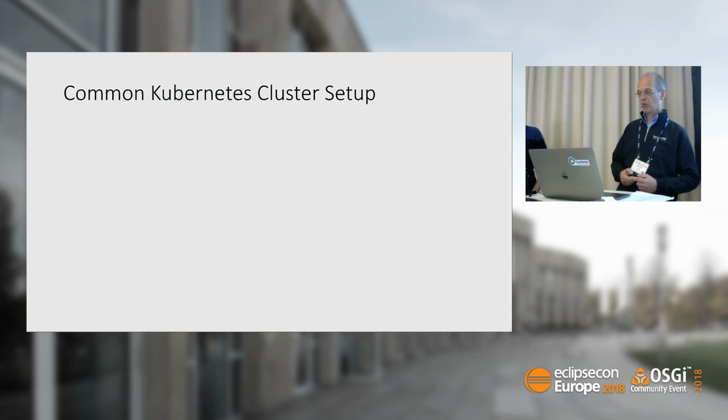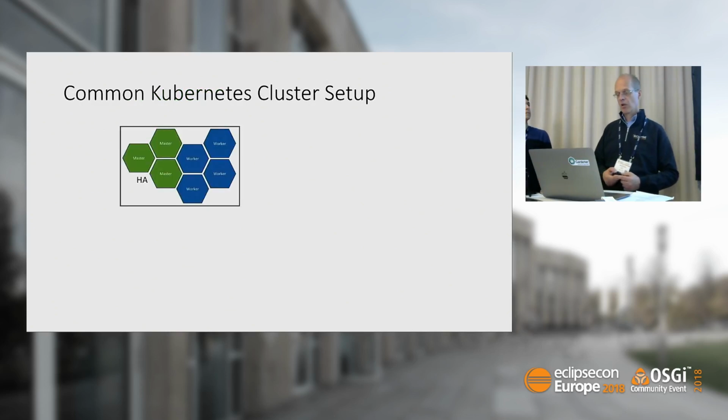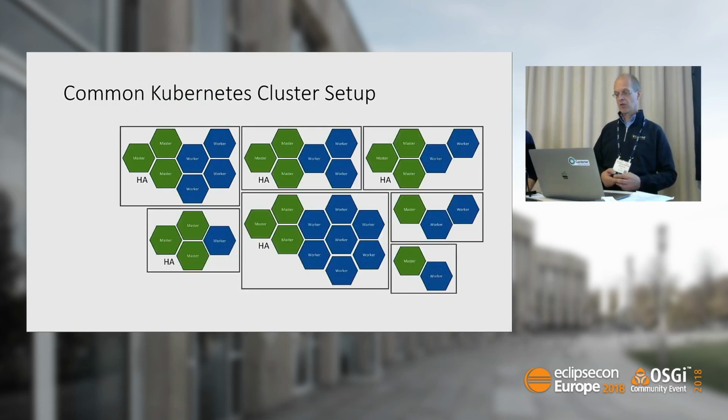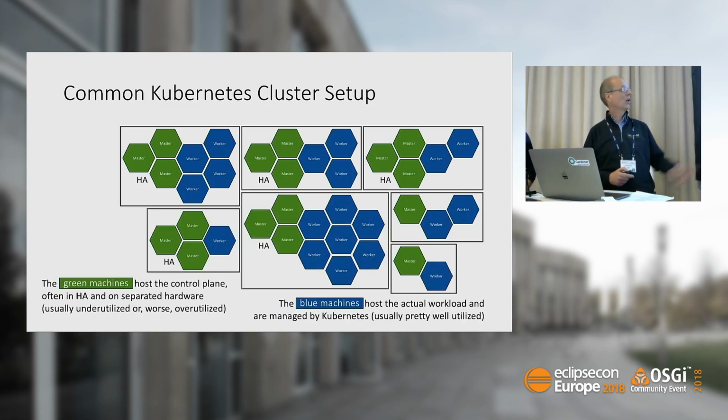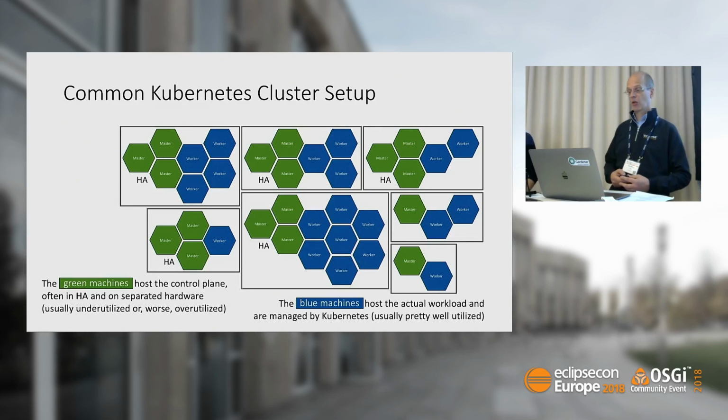So let's look at a traditional Kubernetes setup. So we have clusters. You see those green boxes here. These are hosting the control planes. Typically you have an HA setup, so you need multiple nodes for that, and you have workers which run the actual workload you want to run.